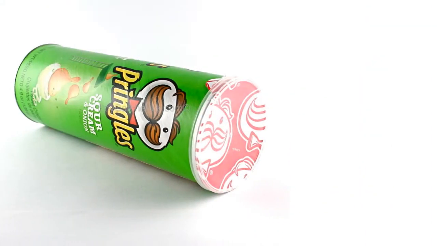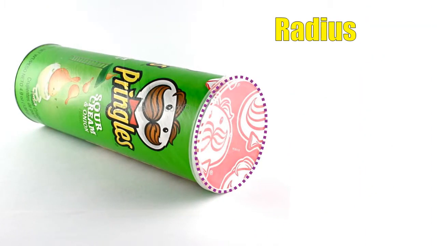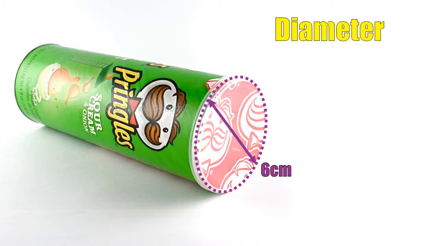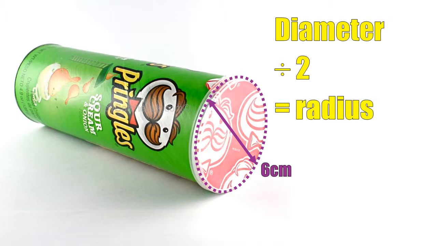First up, work out the radius of the circle at the end. The radius is the distance from the centre to the edge. Now it might be easier to work out the diameter. That's the distance between the edges of the circle at its widest. And then divide that number by 2.